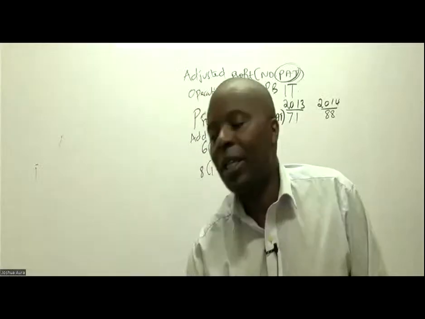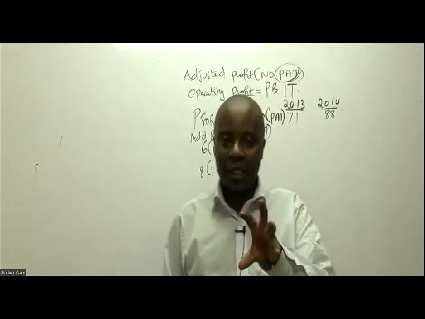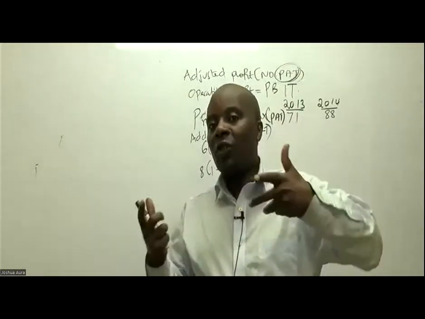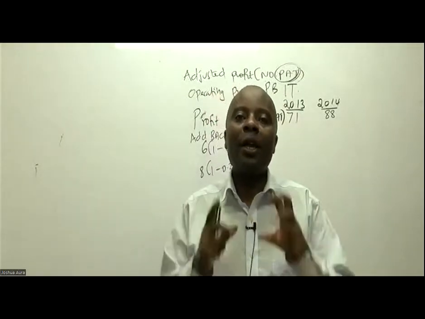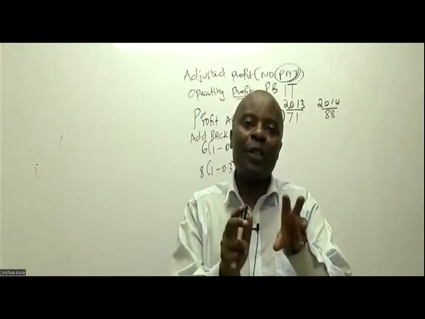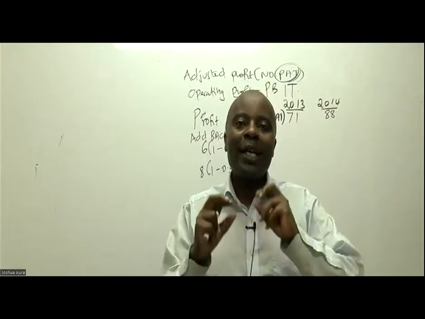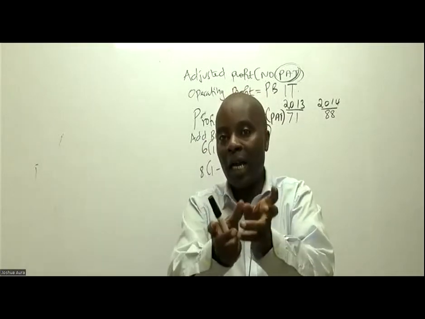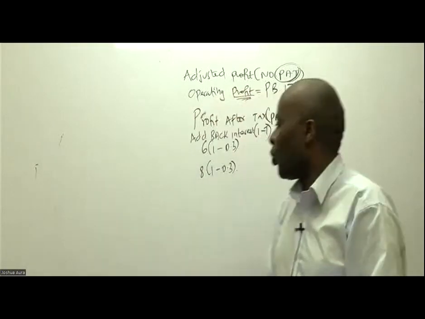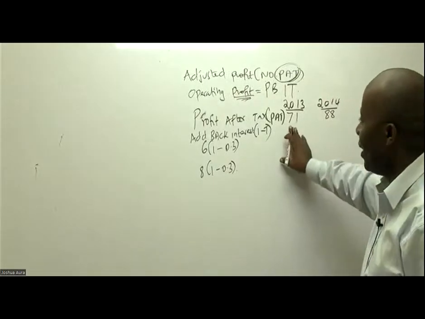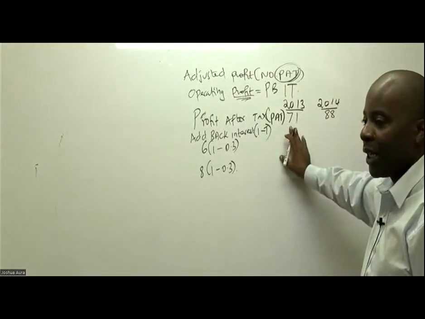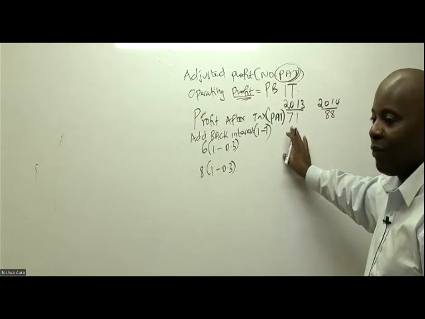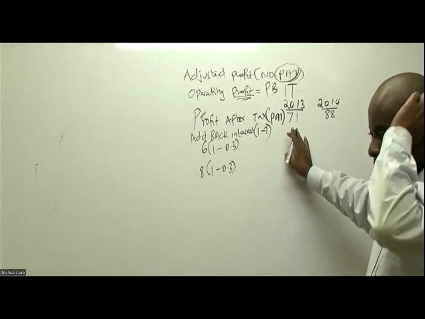So the most important thing, ladies and gentlemen, is for us to appreciate that when we are adding back interest for purposes of getting operating profit, that is profit before interest and tax, that interest has to be net of tax. So could you kindly give me these figures? What do we have?